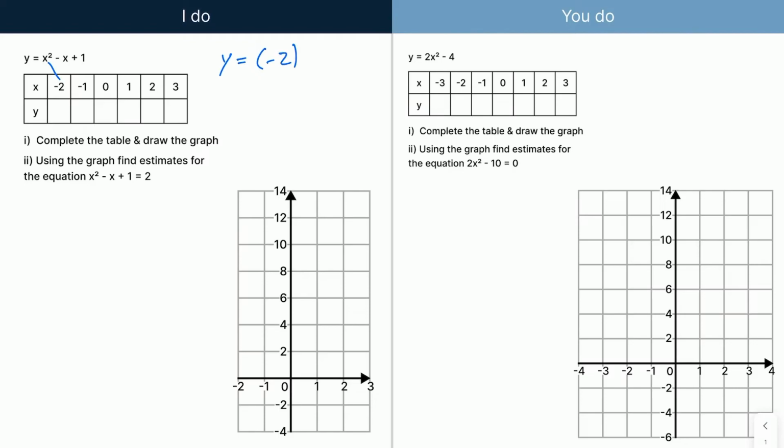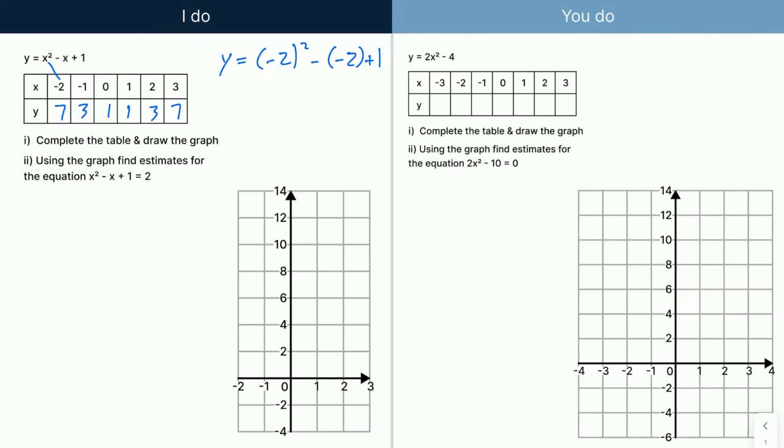So that would be written, we just want to take care with the negatives, so I tend to use brackets, plus 1. All I've done is I've substituted this value of x into the x there and the x there, and that's that there, and then that there. And when you do that, you get an answer of 7. Now, if I carried on doing that for the rest, I would get 3, 1, 1, 3, and 7. So we've completed the table.